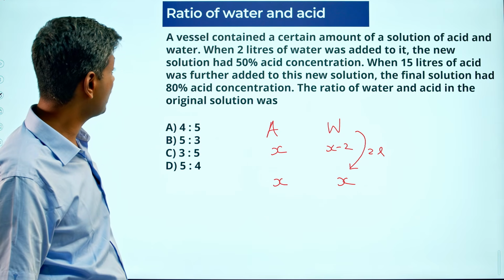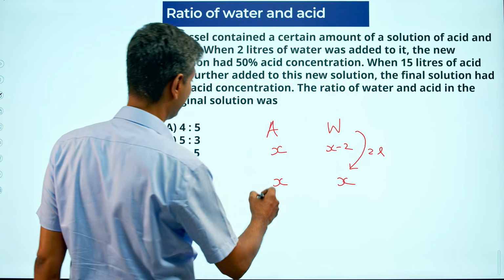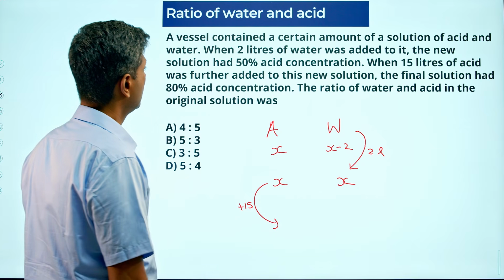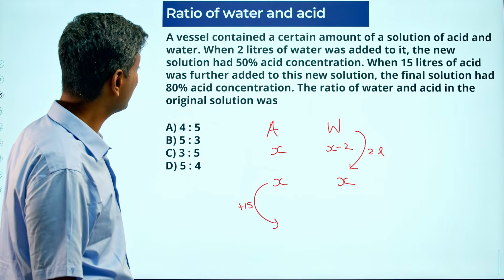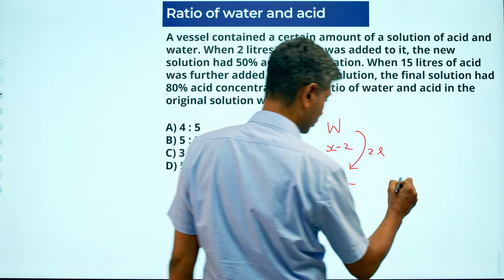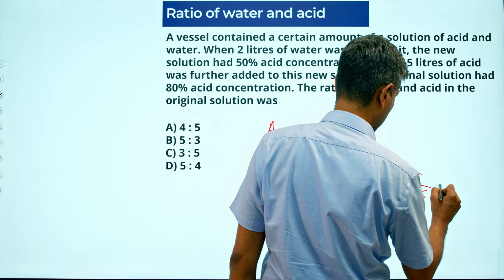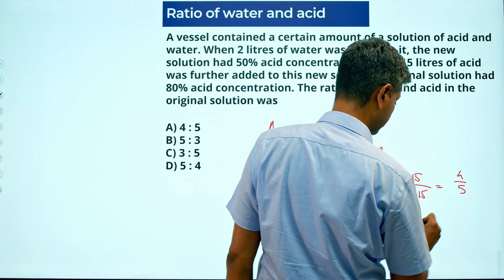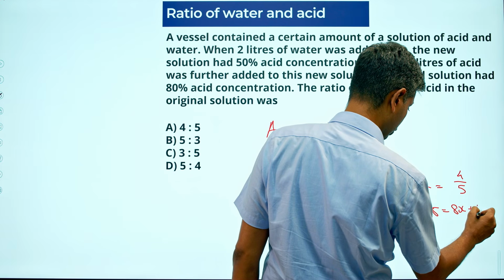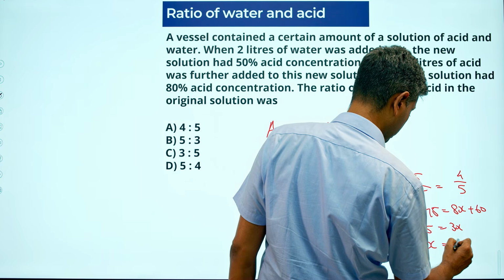When 15 liters of acid was further added to this new solution, first time when I did it, I forgot the "further added". So I'm adding plus 15. The final solution had 80% acid concentration. So this becomes x + 15, this stays as x. (x + 15)/(2x + 15) is 80%, which is 4/5. So 5x + 75 is 8x + 60. 15 is equal to 3x, x is 5.